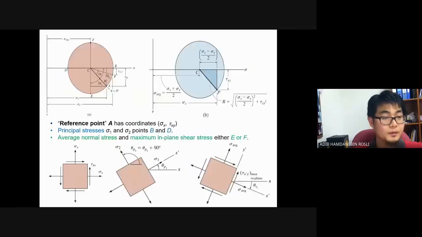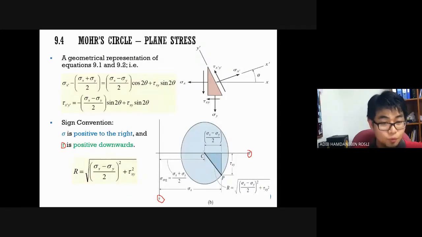Now you have established the sigma and tau axes, right? In order for you to draw the circle, you need the center of the circle C and the reference point P. Sometimes this book uses P and sometimes A, but as long as you understand this, that's fine. The coordinate of the center C is sigma average, tau equals 0.